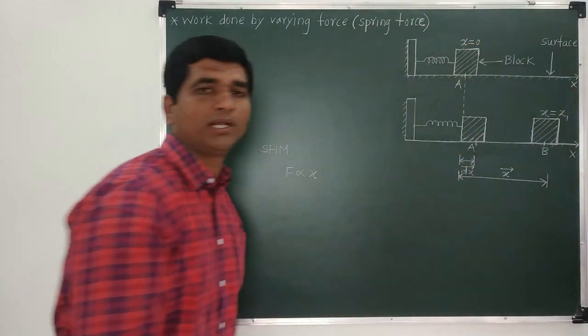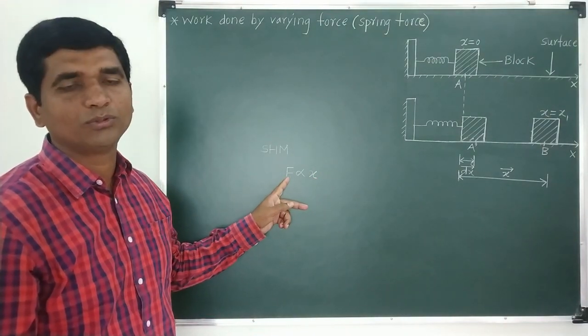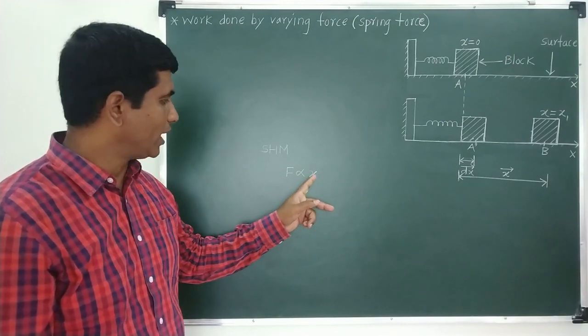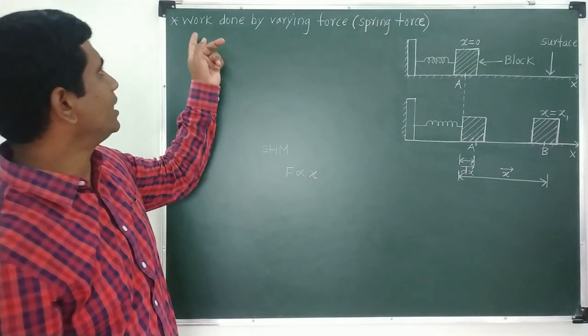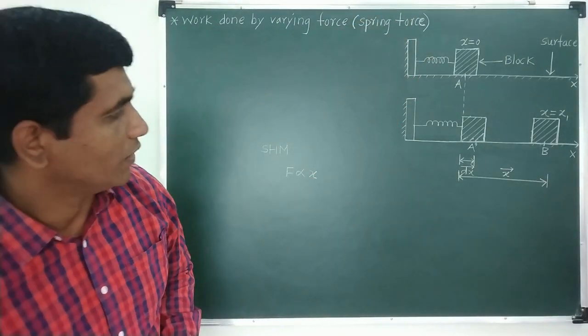So as you move this block away from this point A, the elongation produced in the spring will increase, and as a result, the magnitude of the force, which is proportional to the displacement, will vary. So x changes, force changes, that is why it is a varying force. So spring force is nothing but a varying force.